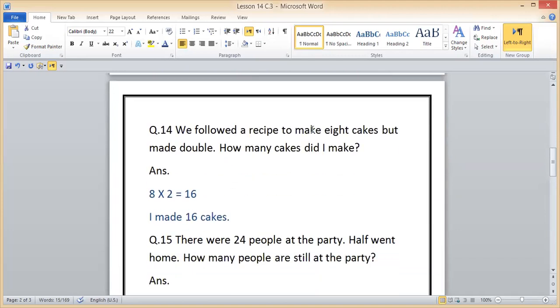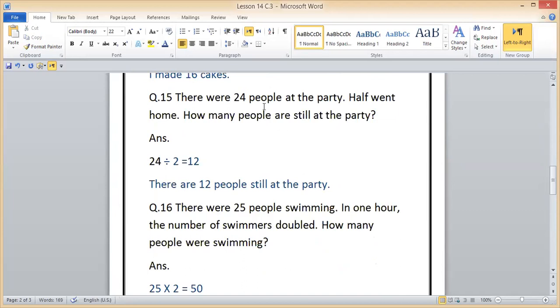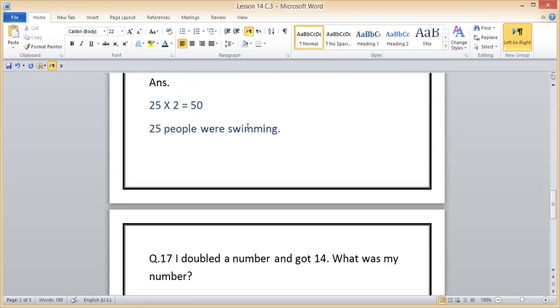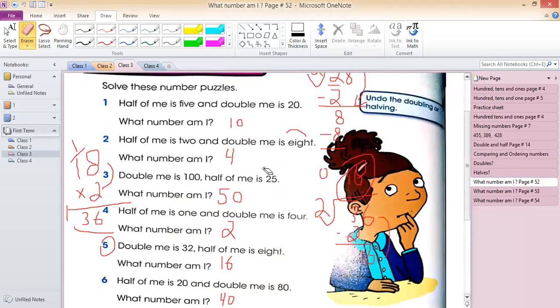Okay. I followed a recipe to make 8 cakes, but I made it double. So you have to find out the double. Okay, there were 24 people at the party and half went home. So you have to find out the half of 24. But question number 17 is telling you that I doubled the number and got 14. What was my number? This is very similar to the beginning questions. Like in the beginning, the questions were half of me is 2 and double of me is 8.